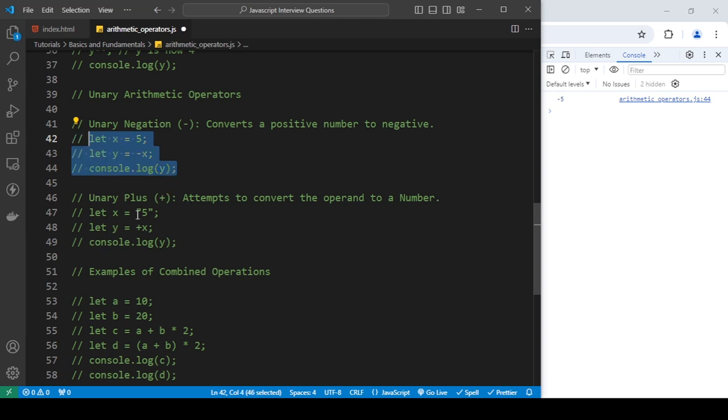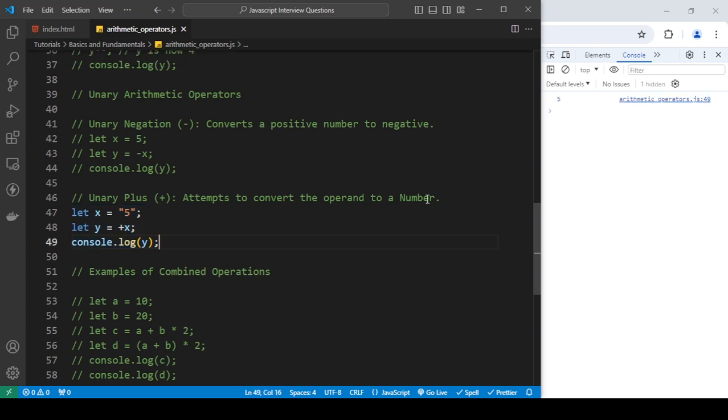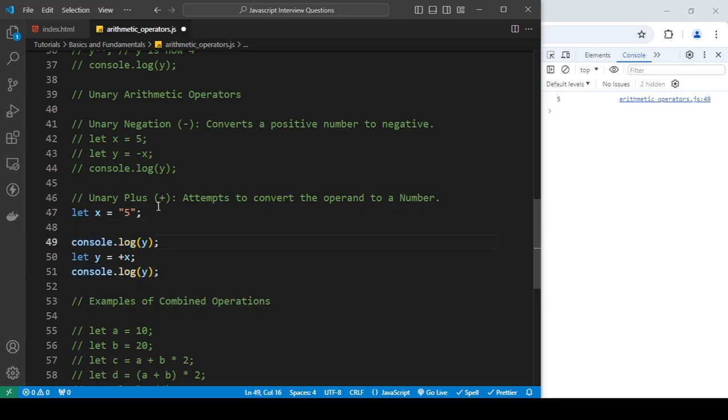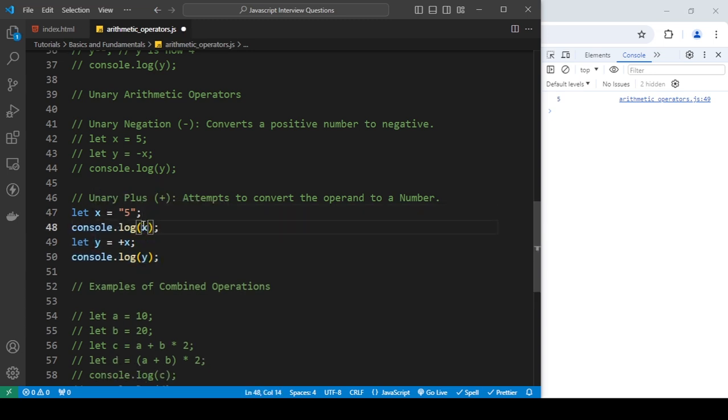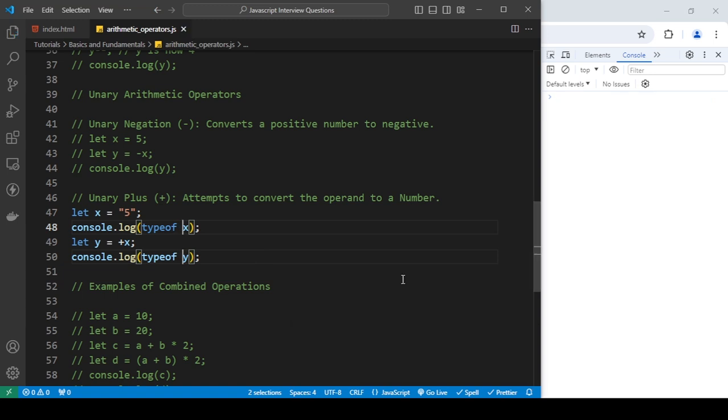So, unary plus. What this does is attempt to convert the operand to a number. So if you have a string, it will convert that into a number if you add a plus to it. That's it. So this right now is a number, and if I want to check this, let me just do this. Okay, and let me just save this, and what this will do is now tell me whether this is a string or a number.